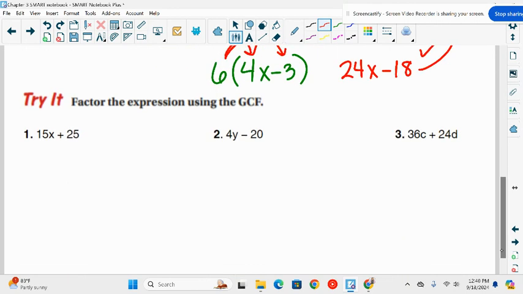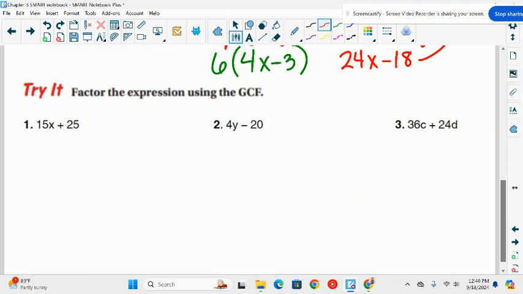Alright, for some practice, I want you to try number 3. Try number 3 under the try it. You're factoring using GCF.